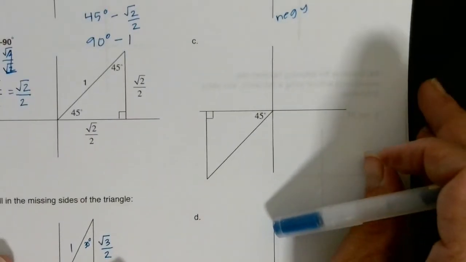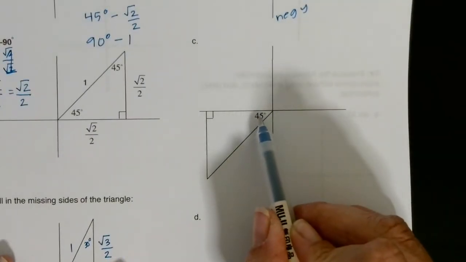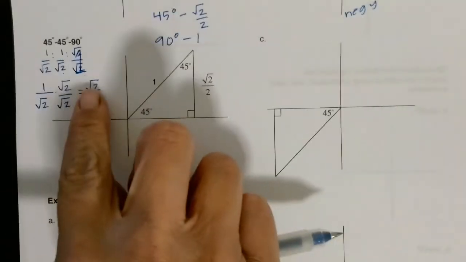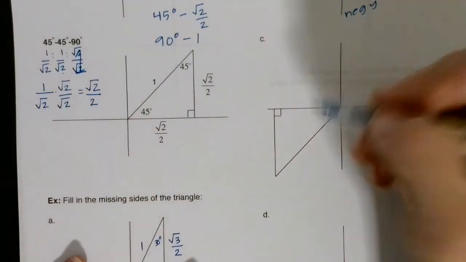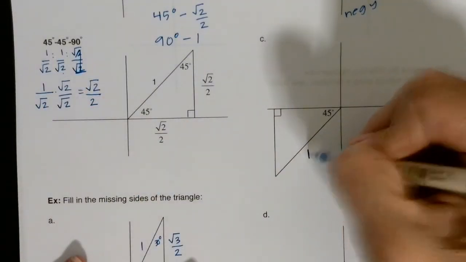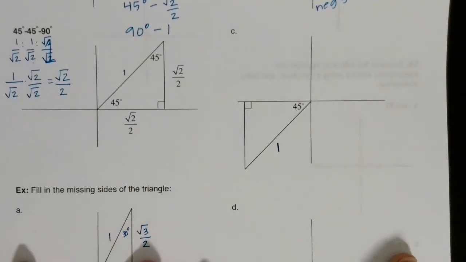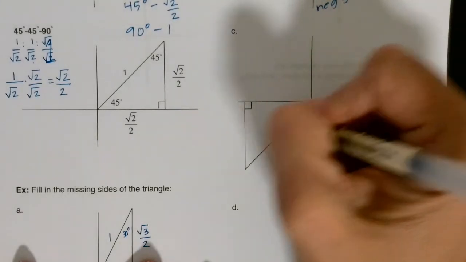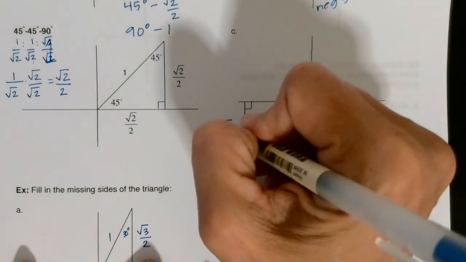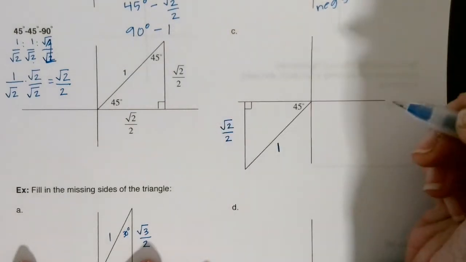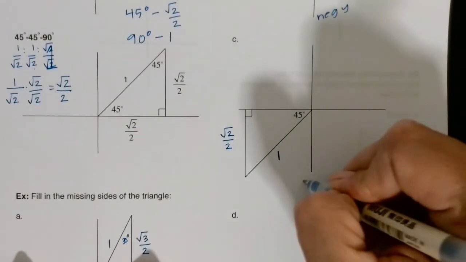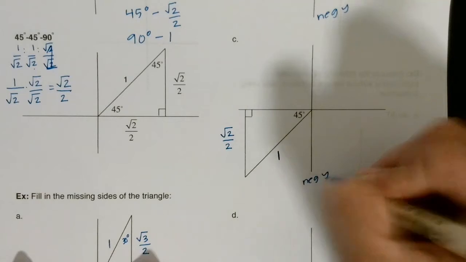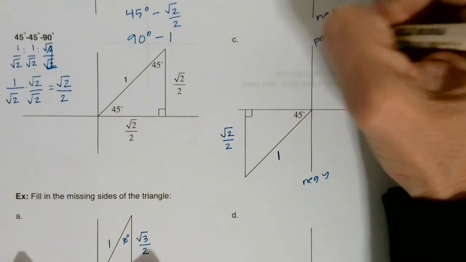Okay, now here we are. We are at a 45-degree angle. So, oh my gosh, that's a 45-degree special triangle. So if it's a special triangle, the radius is 1. Opposite 45 degrees is always root 2 over 2. But remember, this is negative y-axis, positive y-axis.